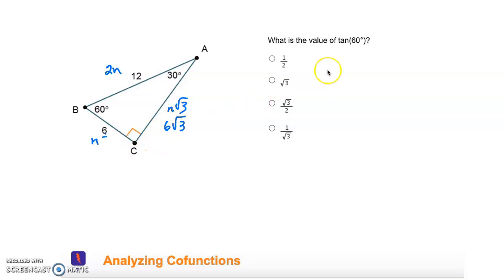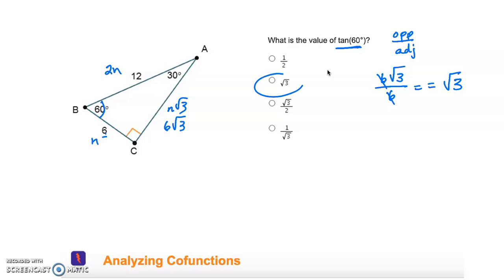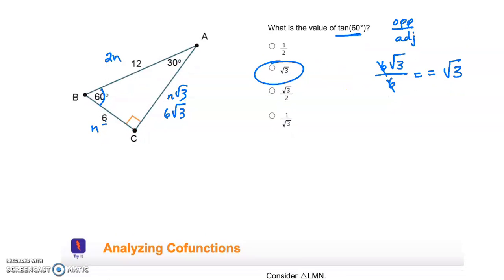Once we know that, then we take the tangent of 60 degrees, so we're looking at angle B here, and we're going to take the opposite over the adjacent. Well, in this case, the opposite is 6 radical 3, and the adjacent is 6. And if we simplify that, we get radical 3. 6 divided by 6 is equal to 1.